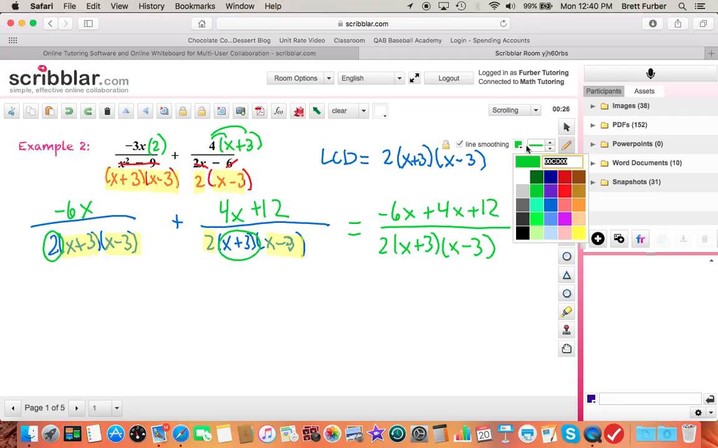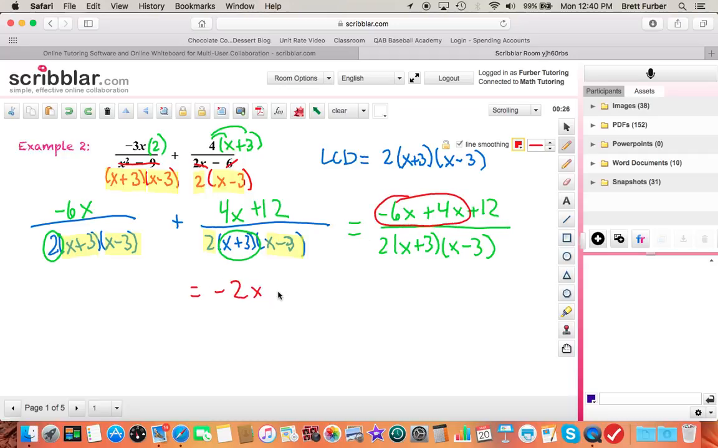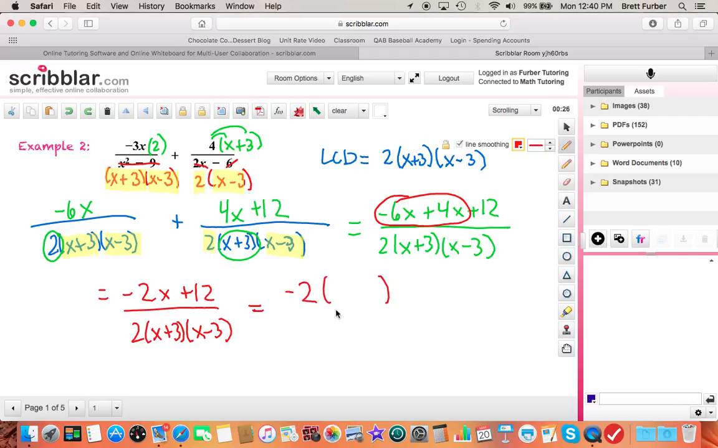And then now I just need to combine some like terms. So I have these two that combine, so I'm going to get negative 2x plus 12 over 2 times x plus 3 and x minus 3. And so that appears to be my answer, but if you remember me talking about this in class, we decided that it is very important at the end to make sure that nothing factors out. And so if I look at my numerator, I can see that negative 2x and 12 have a greatest common factor. Negative 2 would be their greatest common factor.